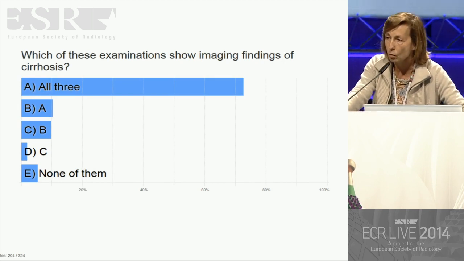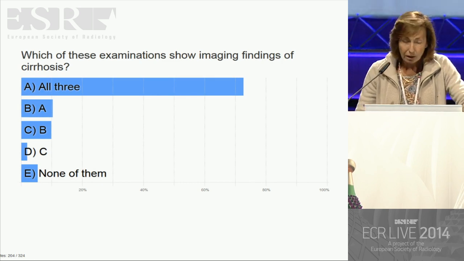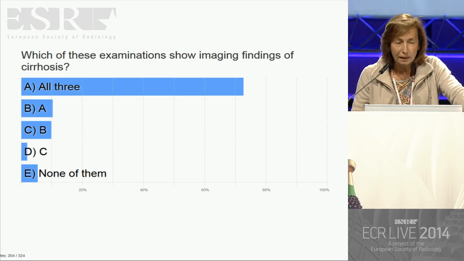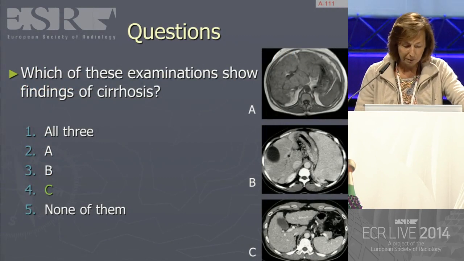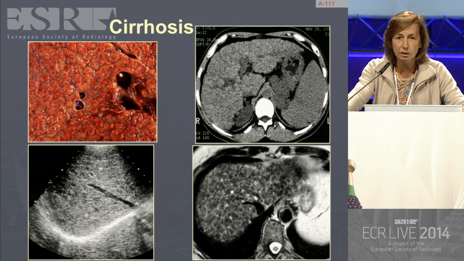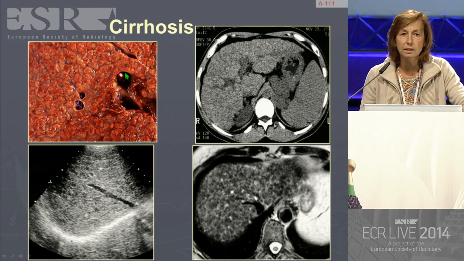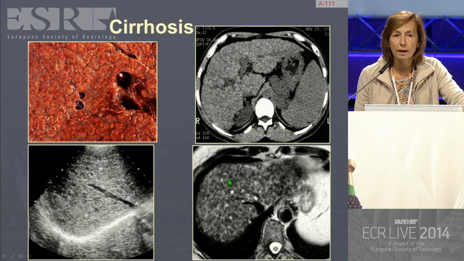All three was the most common answer, followed by A and B. Well, unfortunately, I must say that you failed the first question because the right answer was C, and I will try to explain why. As you know, cirrhosis is a diffuse liver disease which is pathologically defined by micronodular regeneration surrounded by fibrotic tissue. And this is indeed a key finding we can see at pathology, but also on CT, and more clearly on ultrasound and MR, and especially on contrast-enhanced delayed sequences, as well as on T2 sequences.